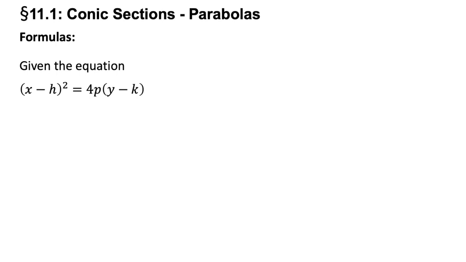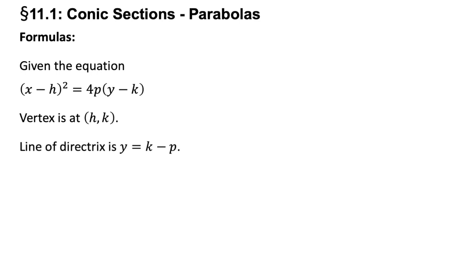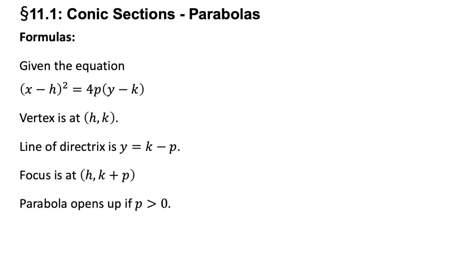Suppose the parabola is of the form (x minus h) squared equals 4p(y minus k). The vertex is at (h, k) and the directrix is y equals k minus p. Focus is at (h, k plus p), and if p is positive, parabola opens up, and if it is negative, parabola opens down.